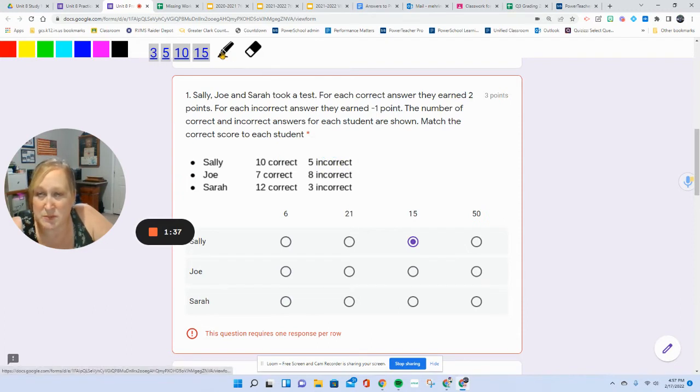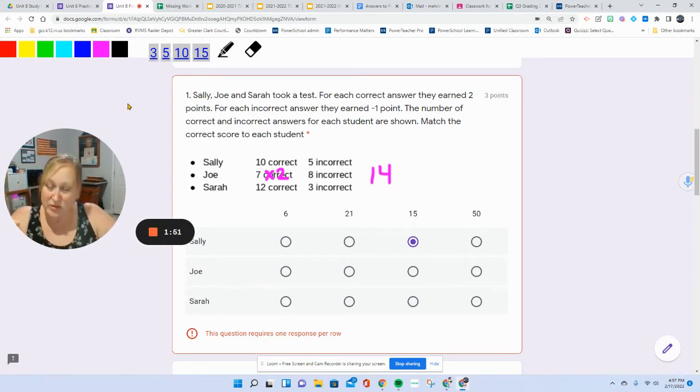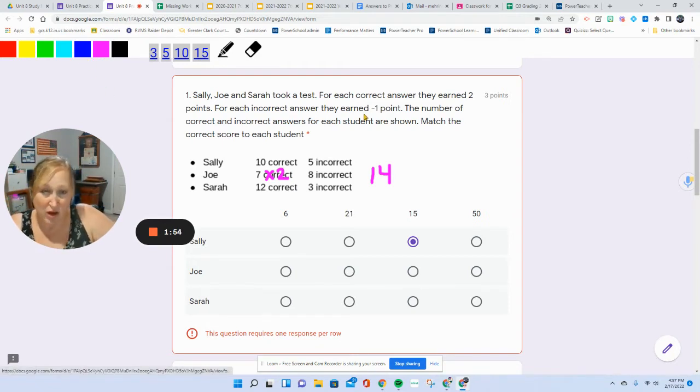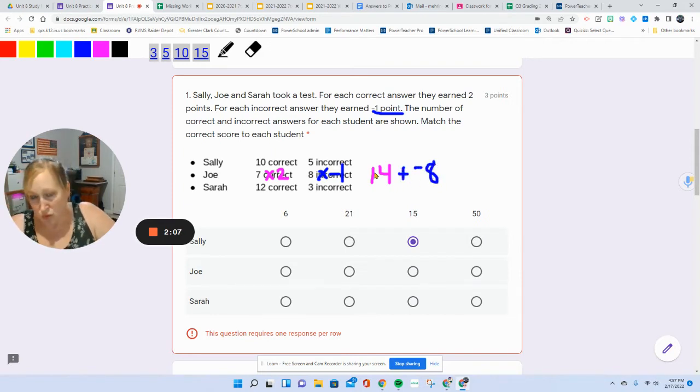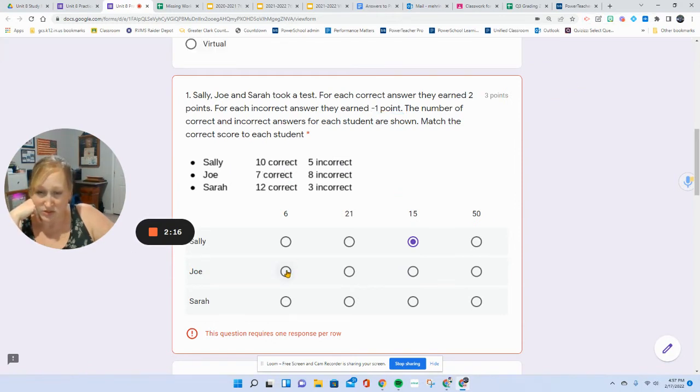Let's go to the next one. Let's make sure I have them. So again, they earned 2 points, so that would be 7 times 2. So Joe got 14 points correct. But now we have to figure out how much to take off. And that take off comes from the losing 1 point for each one they did wrong. So I'm going to multiply this by negative 1. So that's 8 times negative 1 would be plus negative 8. So 14 minus 8 is 6. So Joe got 6 points only. So I'm going to select that.